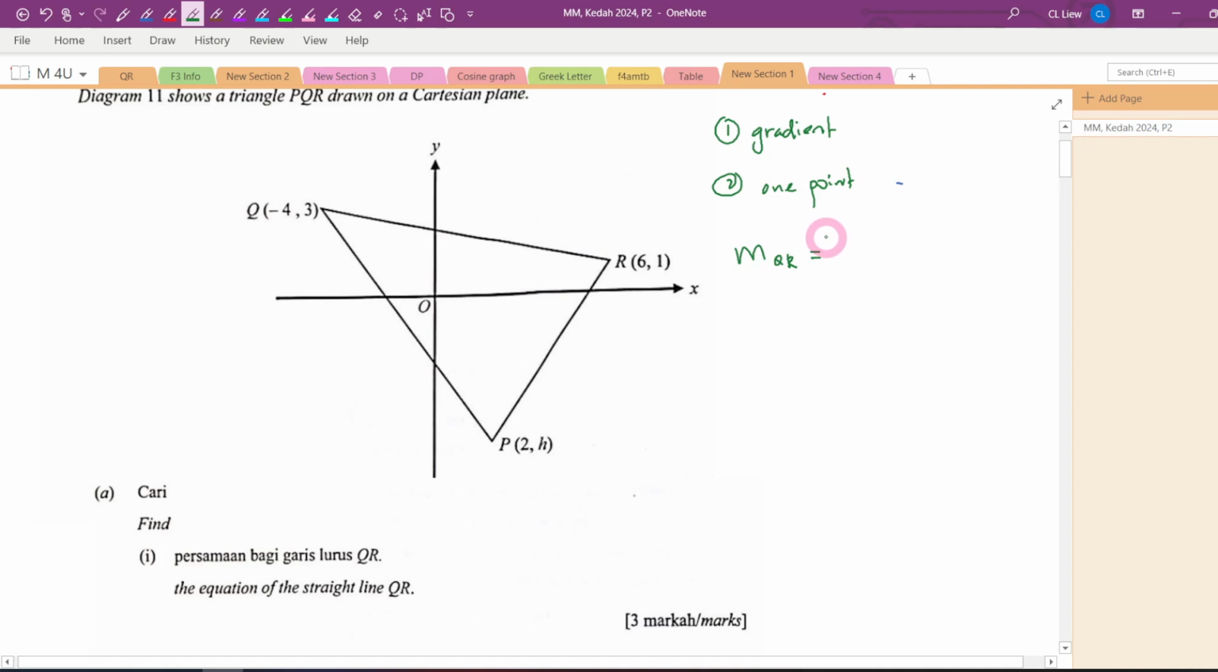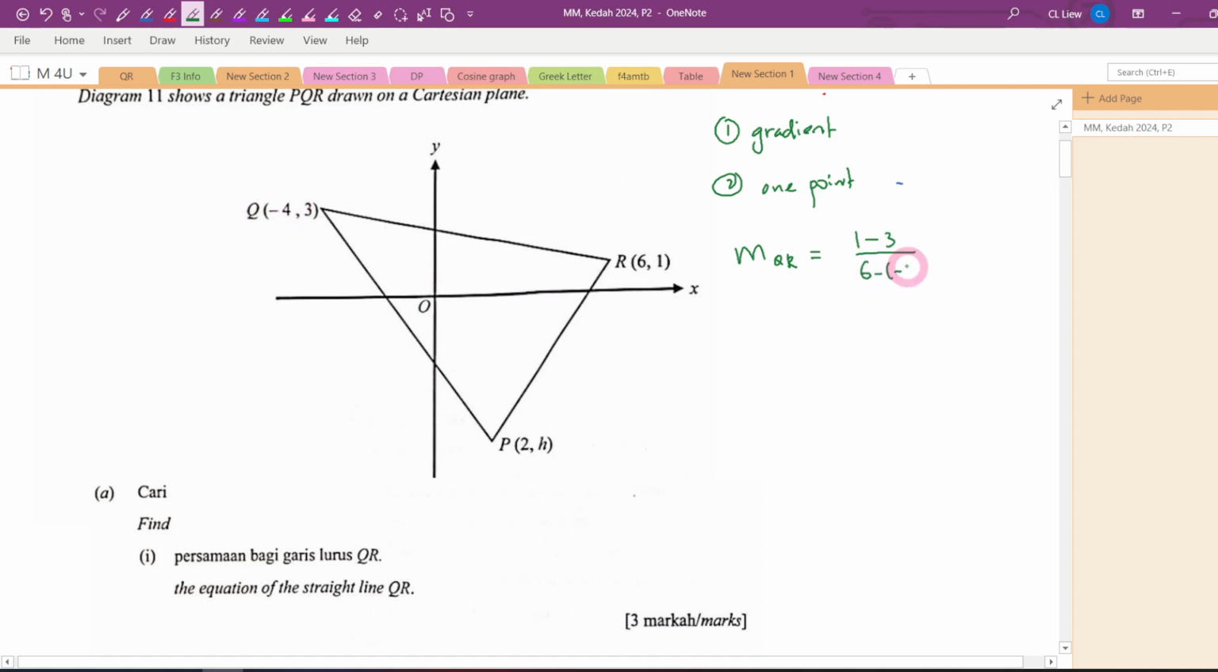y2 minus y1 divided by x2 minus x1. So it's up to you. You can take 3 minus 1 or 1 minus 3. Both are okay. Now let's say I take 1 minus 3, then for the x part, we have to do the same thing: 6 minus negative 4. You cannot go another way. For example, if for the y part you take 1 minus 3, and for the x part you take negative 4 minus 6, this is incorrect. You will get a wrong answer. So since for the y part I take 1 minus 3, then for the x part I will do the same thing: 6 minus negative 4.